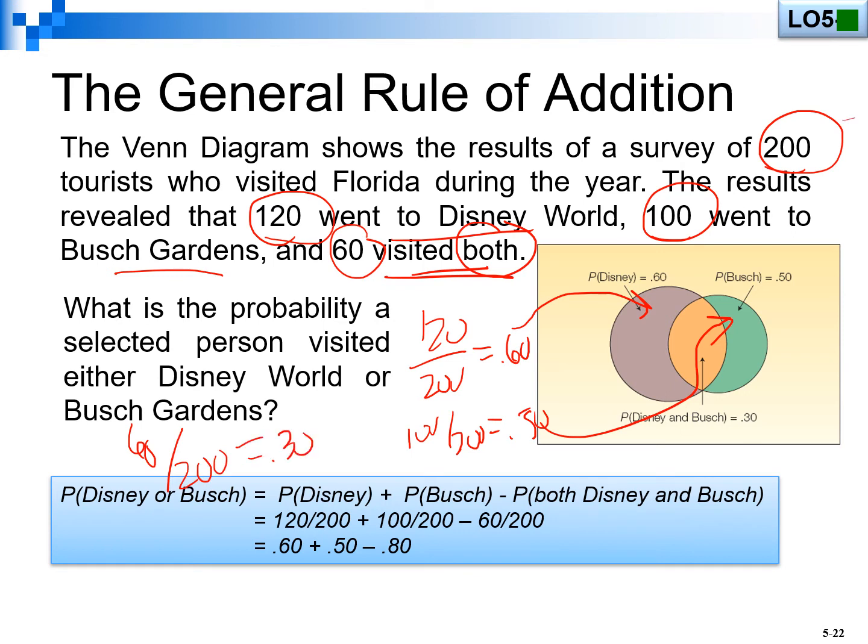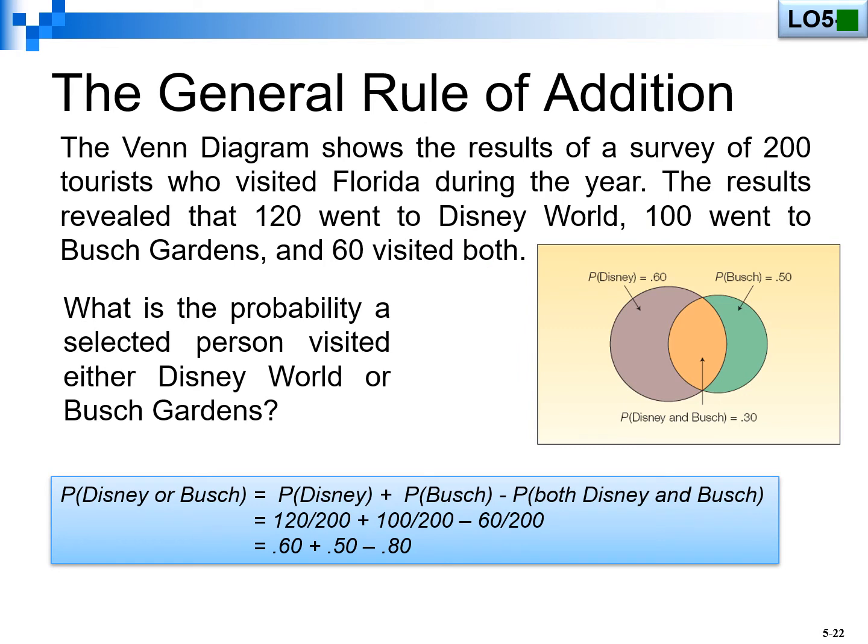Okay, so the way I would label this is, and I like to use letters A, B, and C and so forth. If I let Disney represent A and Busch Gardens represent B, I would say that the probability of event A would be 0.60. The probability of event B would be 0.50. And the fact that they said both, I'm going to use my intersection. I'm going to say that's 0.30. Here's our both. And I'm just kind of labeling them like that.